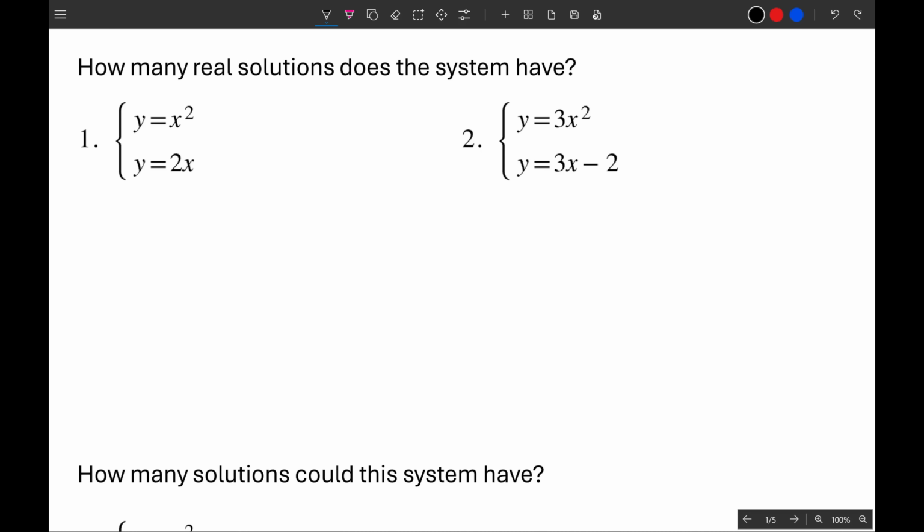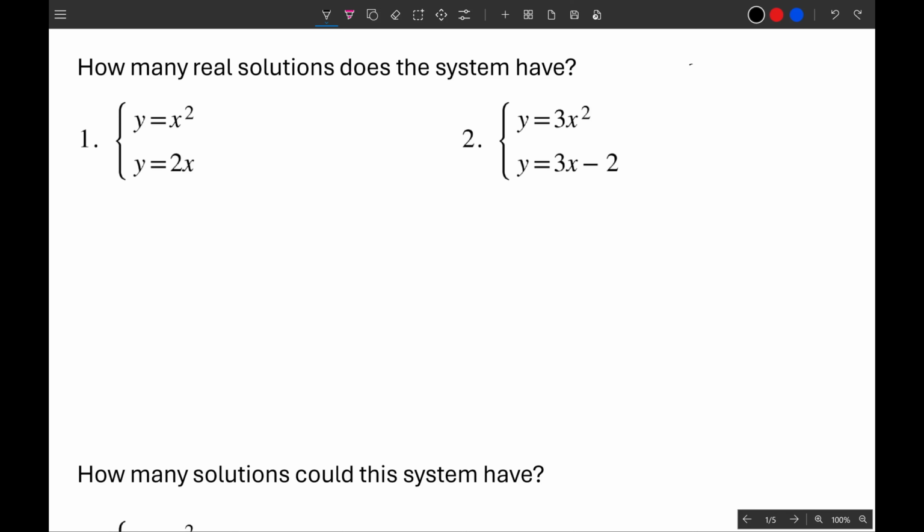Going to talk about linear quadratic systems. So when you studied in Algebra 1, you learned about linear systems where you had a linear equation and another linear equation, and you could have one solution, infinitely many solutions, or no solution. In this lesson, we're going to have one quadratic equation and one linear, and we can either have one solution, two solutions, or no solution.